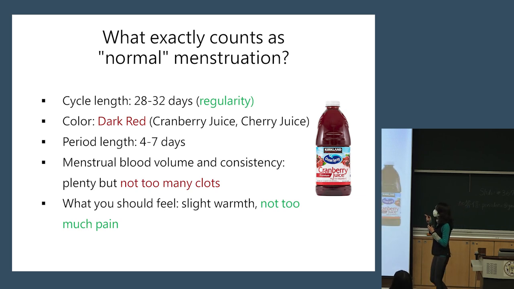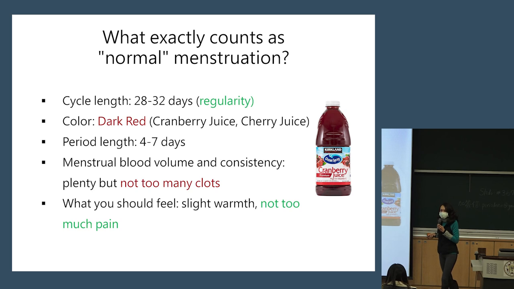People typed in normal blood color. Normal blood color on TV shows sometimes is bright red, right? It is no good for a period. The normal blood color for a period will be dark red, but it's not brown and it's not black, okay? It is a color that's similar to cranberry juice or cherry juice. Okay, so that's a healthy, good-looking period blood color.